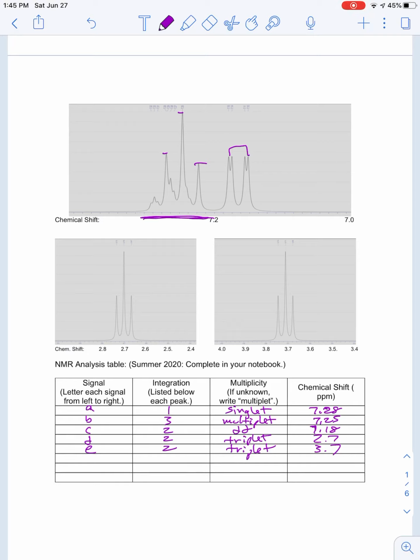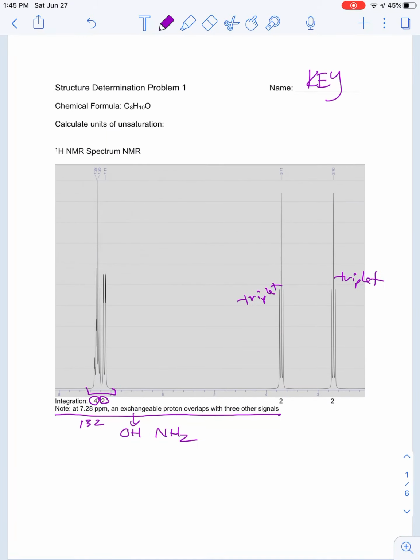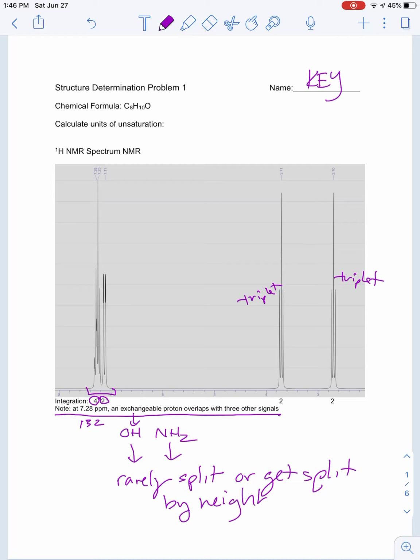So remember, triplet here and triplet here means that those are going to have two neighbors. Now, one thing that I want to also mention up here is that these two types of protons rarely split or get split by neighbors. They can be, and you may have learned that they can be, but one of the issues is that they hydrogen bond. And when you hydrogen bond, you're shuttling those protons back and forth, so it's hard for them to recognize that there's other neighbors nearby.